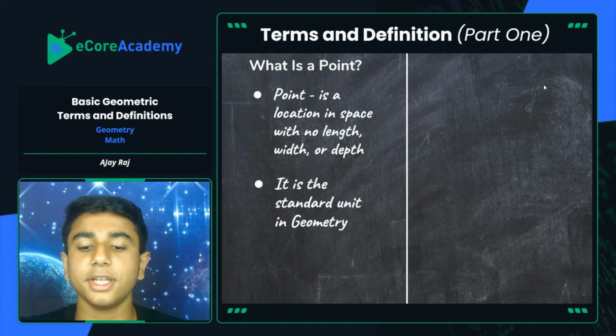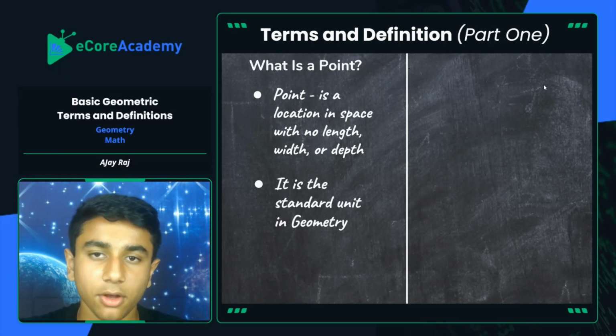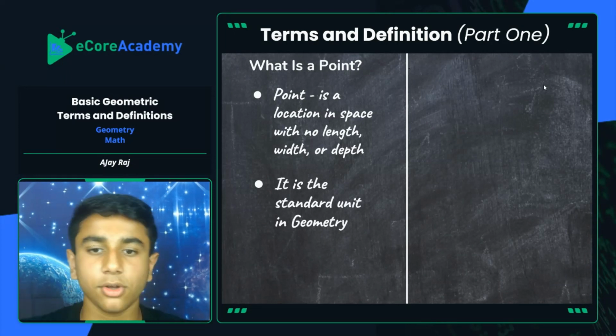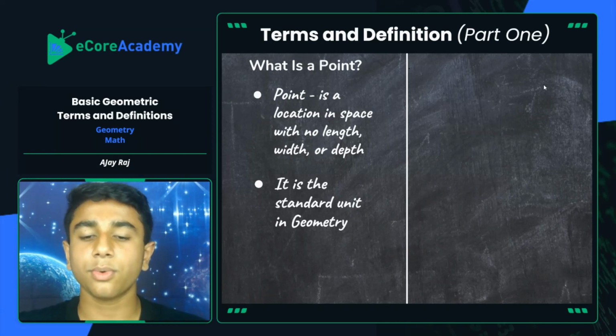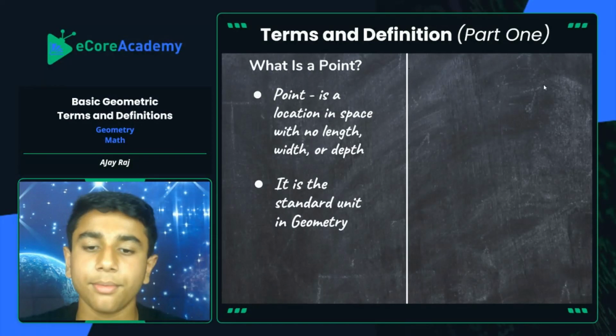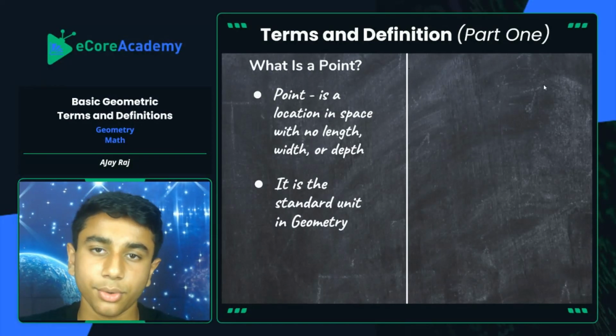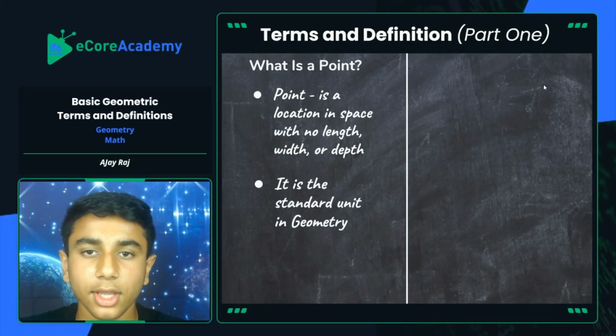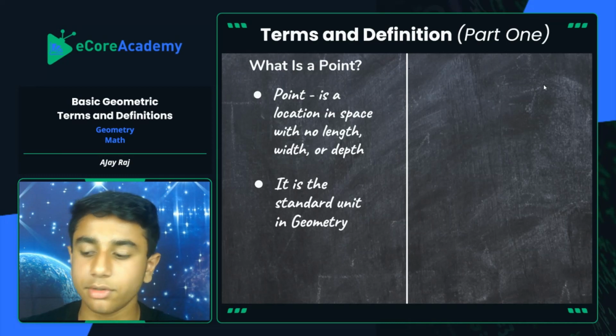It is the very standard unit in geometry. It's the basis of all figures and all lines, all of these visuals in geometry. It's where everything originates from, but yet it's non-existent, because a point in general only shows a location and not necessarily a standard figure. So this is what a point looks like.